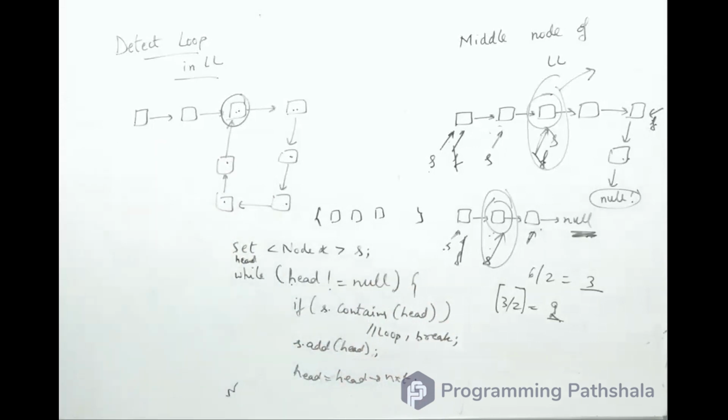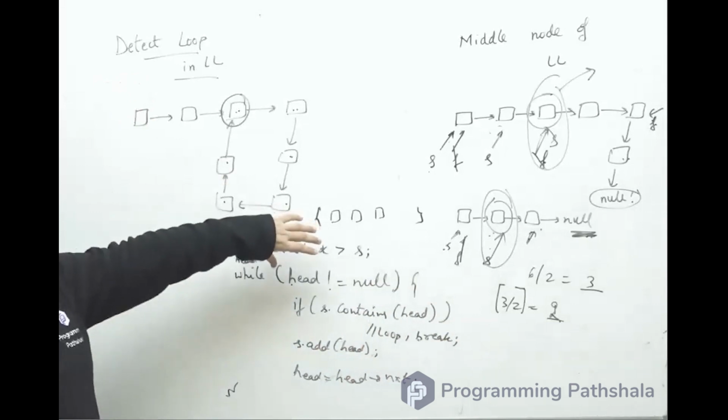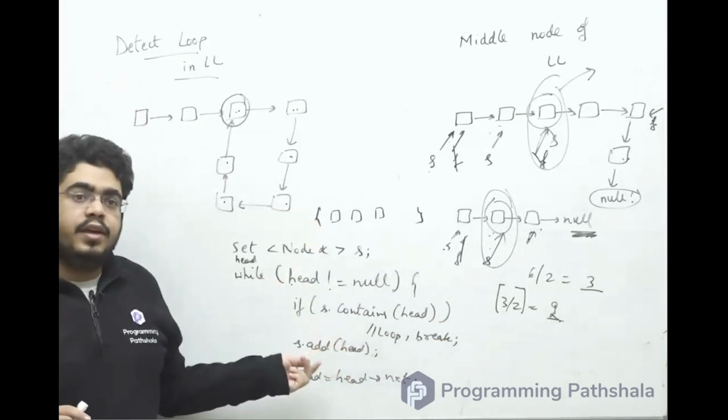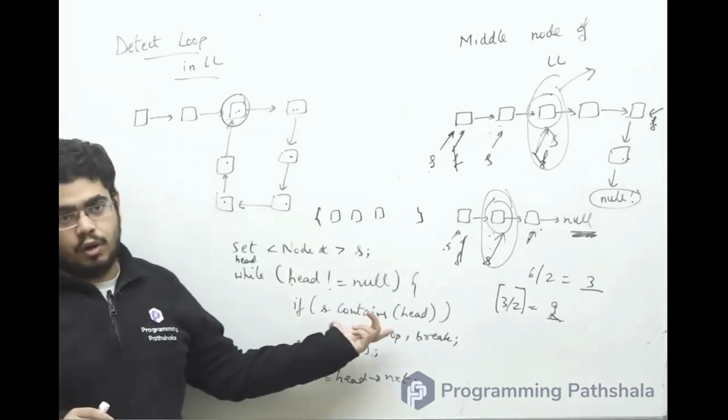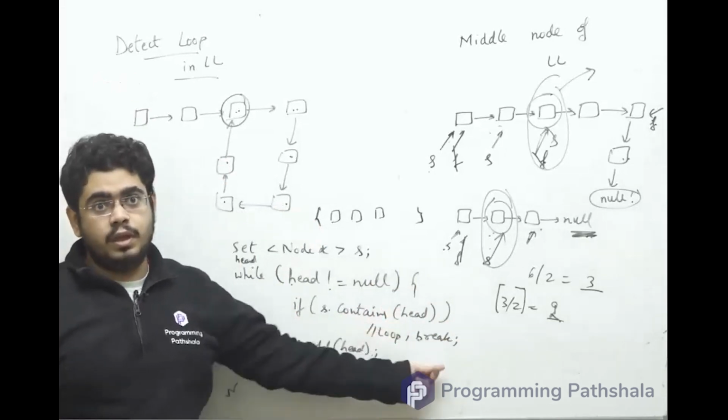Does this make sense? Create a simple set. Whatever node you are visiting, add it to the set. Keep on going. If before adding, you see that it's already there, that means I've already visited this. That means it's a loop and I'll break.